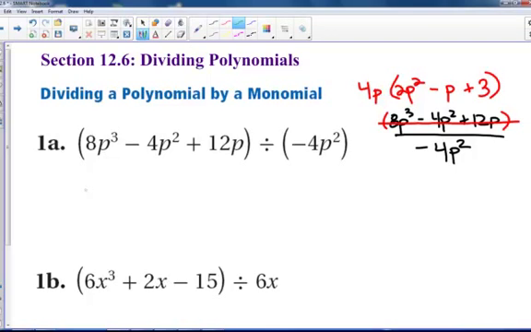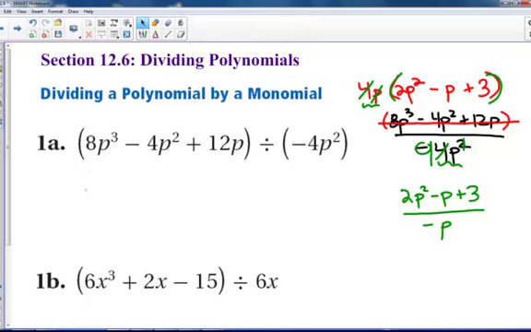Now, this is completely linked, but I can cancel this business out front. So the 4 cancels, and I'm going to put a 1 just so I don't lose that negative right there. And the p's will cancel, giving me 1 left on the bottom. So my simplified version is 2p squared minus p plus 3 all over negative p. Now, since there's only one term on the bottom, this can be rewritten with each individual term being divided by negative p.